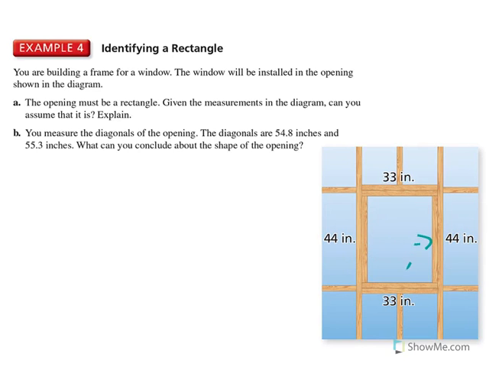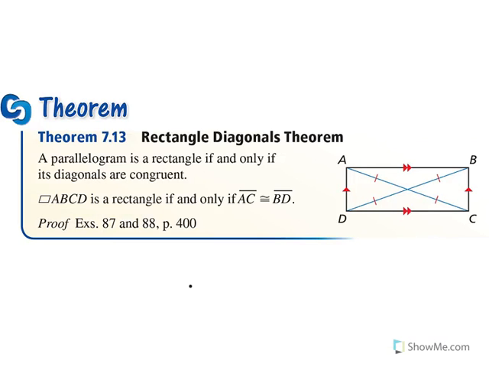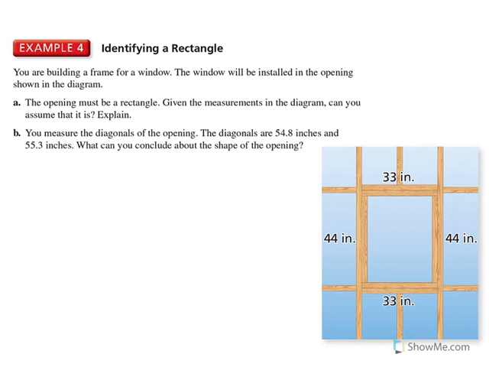If we look at B next, B tells us that we measure the diagonals of the opening, and it tells us the diagonals are 54.8 and 55.3. They're close, but they're not the same. So again, it says, what can you conclude about the shape? The conclusion would still be that it's not a rectangle, because if you look at the one we just looked at, it tells us diagonals are congruent in a rectangle. So in that case, it's just a little bit off. Like say this one was the 54.8, and then going the other way, we have the 55.3. That means that this one's just going to be a little bit more closer in, and so it's going to be slanted a little bit. It's not going to be a true rectangle.